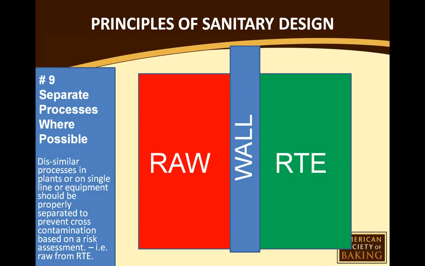The ninth principle is separate process wherever possible. Equipment should be dedicated between raw and ready to eat uses based on a risk evaluation that includes the potential for cross-contamination. Risk evaluation could include personnel traffic, employee welfare facilities, air handling equipment, and other situations that may cause HACCP-based risk. Physical separation is best whenever possible.